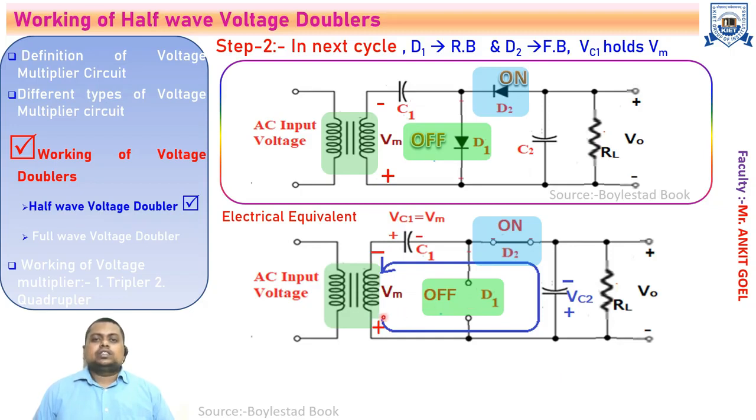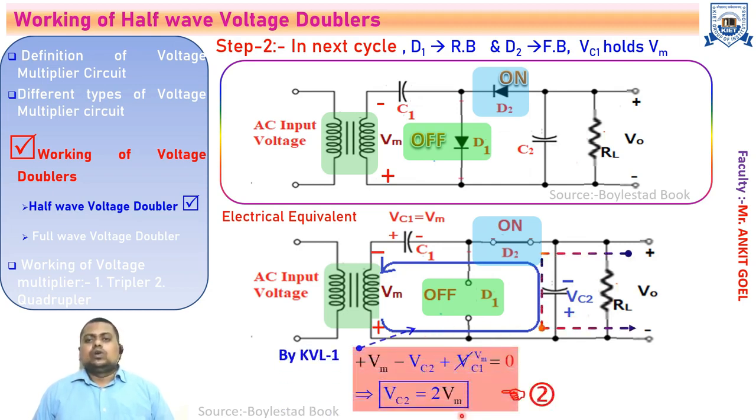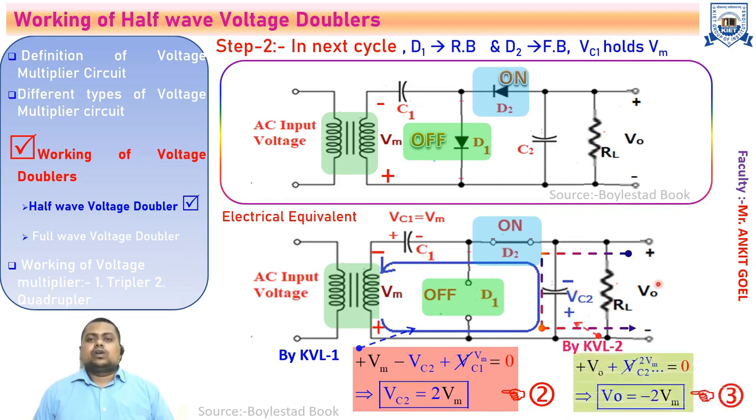Just apply the KVL in the outer loop through the capacitors C2 and C1. You will get the voltage across the capacitor C2 as equal to 2 Vm. Now apply the KVL in the outer loop as plus VO plus Vc2 equals to 0, since Vc2 is charged with the voltage twice the input peak voltage Vm. So VO is equal to minus 2 Vm.